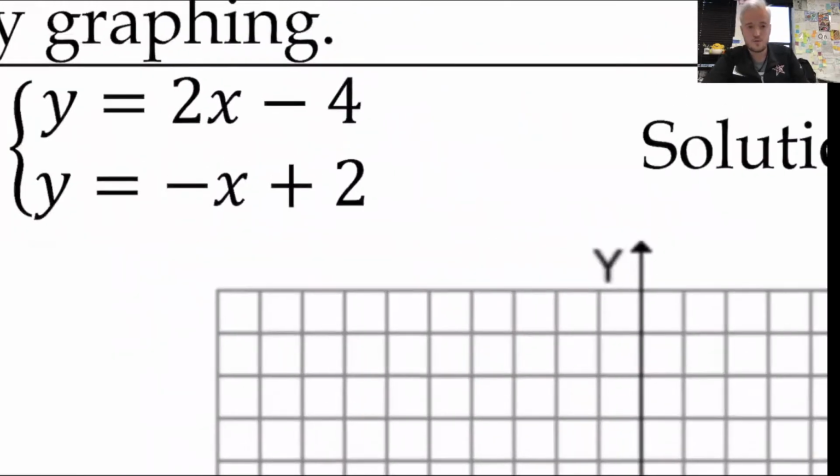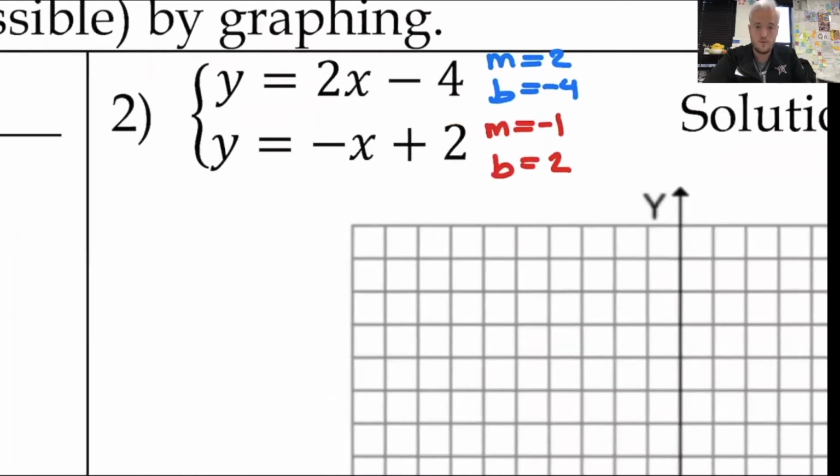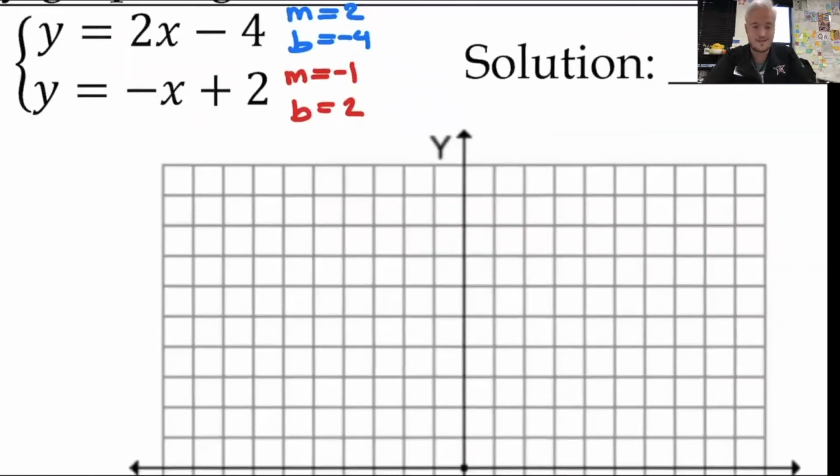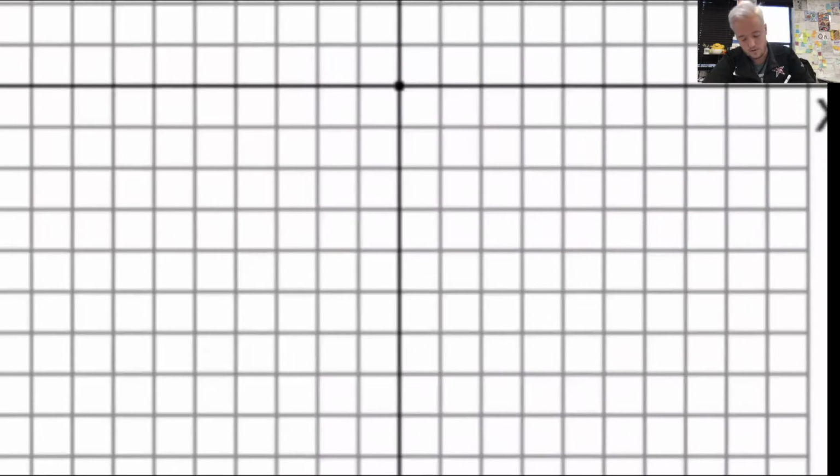All right, so for this first one here, we have y equals 2x minus 4 and y equals negative x plus 2. So I'm going to start with the slope. So we have a slope of 2 and a b value of negative 4. Then for my equation below, we have a slope of negative 1 and a b value of positive 2. So just like before, I'm going to plot as many points as I can until I find those points that are overlapping. All right, so I'm going to graph my line in blue first. So I'm going to start at negative 4, do a slope of 2, which means up 2, right 1.